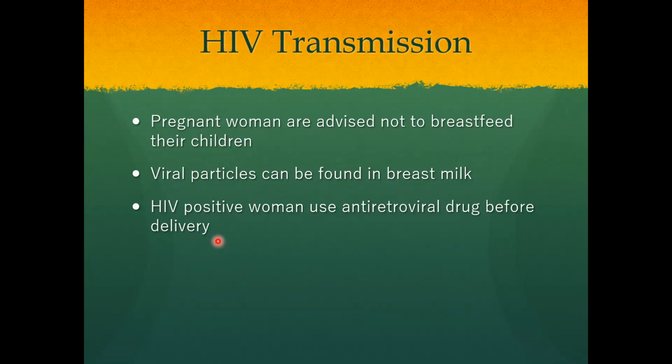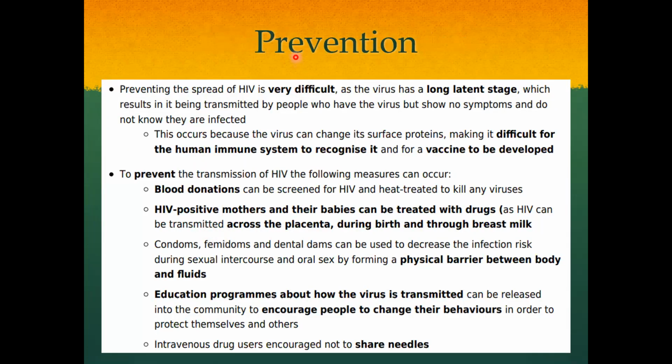So talking about the prevention, preventing the spread of this disease actually is difficult, right? One reason is that the virus has a very long latent stage, right? And the thing is that the person who has the virus but is asymptomatic, right? It doesn't know he's carrying the virus, and they will keep on affecting other people, right? So this occurs because the virus can change its surface proteins, right? So you cannot actually make a vaccine against it as well, right?